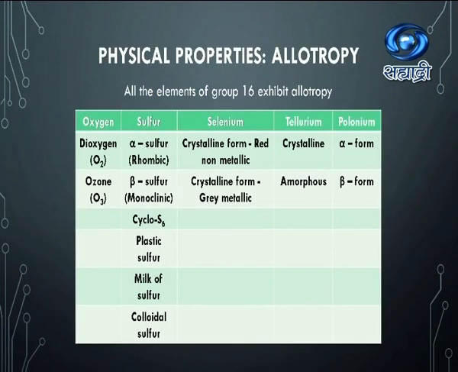Now, all elements of group 16 exhibit allotropy. We studied allotropy. Allotropic modifications or allotropic forms are nothing but that the element exhibits the same chemical properties, but physical properties are different. Such forms are called allotropic forms. Group 16 elements exhibit allotropy. Here is the table which gives you the allotropic forms of all these elements. Sulfur exhibits the maximum allotropic forms among all these elements. So these are the allotropic forms of group 16 elements.